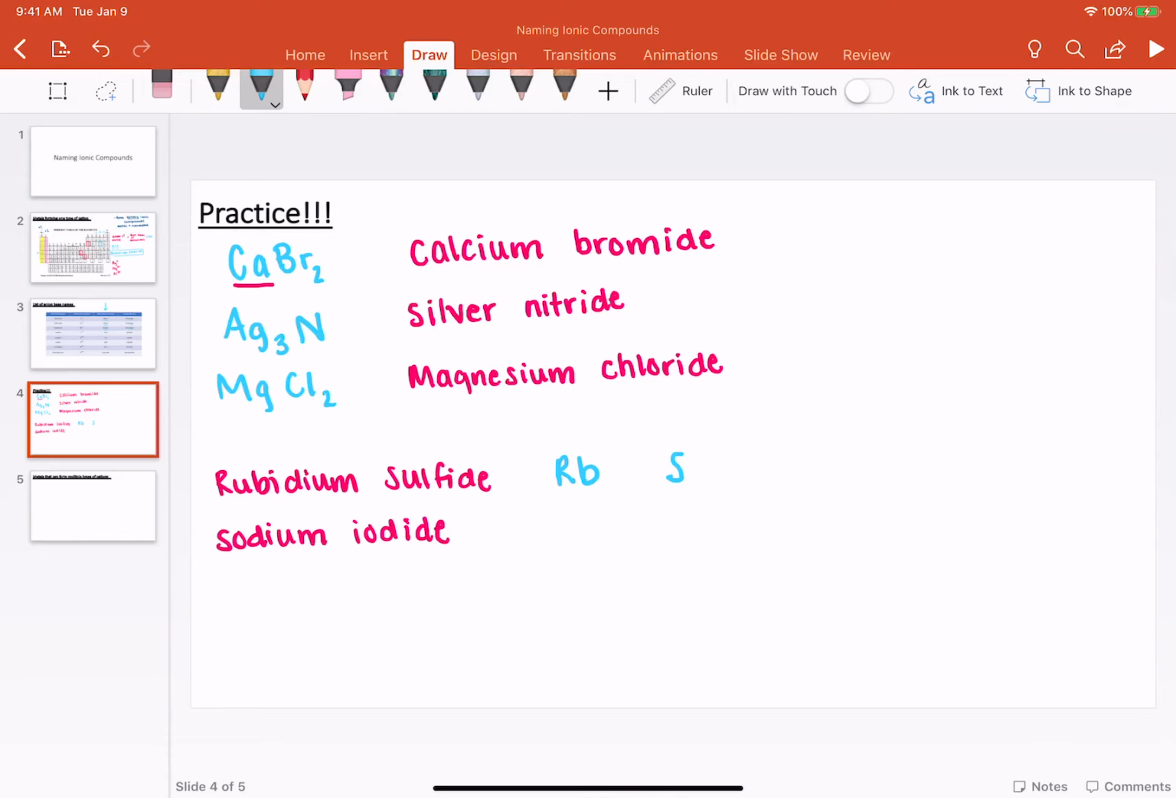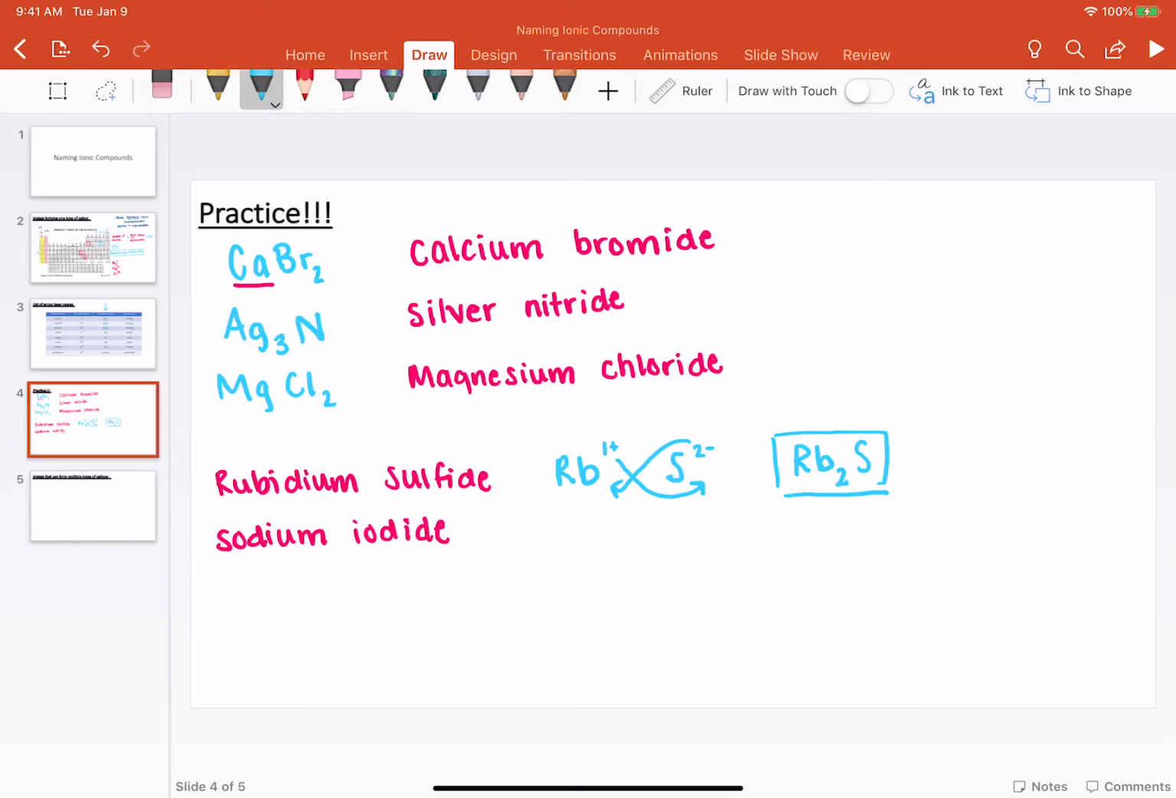So we have 1+ and 2-. We're going to flip those charges just like we saw in a previous video. And we're going to get Rb2S. And that is going to be the chemical formula for rubidium sulfide.